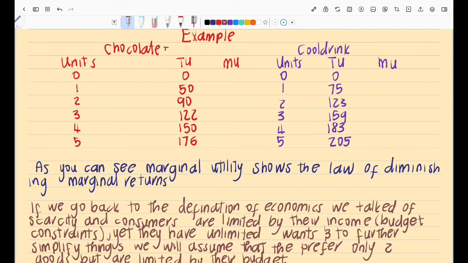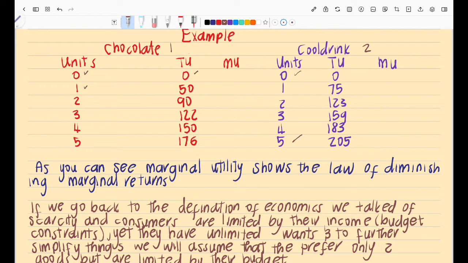So we are going to say that you prefer two goods, and those two goods that you prefer are chocolate, okay, this is the first good that you prefer, and the second good that you prefer is cold drink, right? And the units that you're going to be consuming are moving from 0 to 5. And for cold drink, they're moving from 0 to 5 as well. And we are going to measure the total utility that you are going to get as you consume chocolate, right? So when you're consuming 0 units, the total satisfaction that you get is 0.